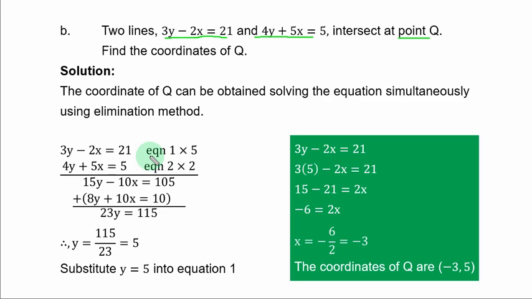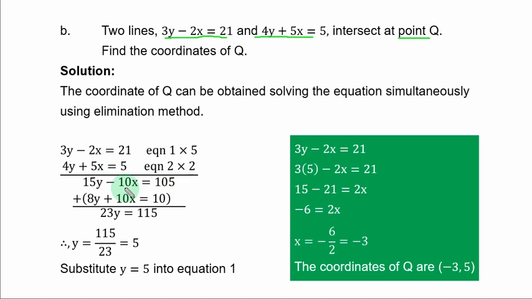Now I want to eliminate variable s. To do that, variable s must have the same coefficient in both equations. Already they are 2 and 5. The LCM of 2 and 5 is 10. To achieve 10, you multiply equation 1 by 5 and equation 2 by 2. That gives 15y minus 10s equal to 105. And the second equation becomes 8y plus 10s equal to 10.